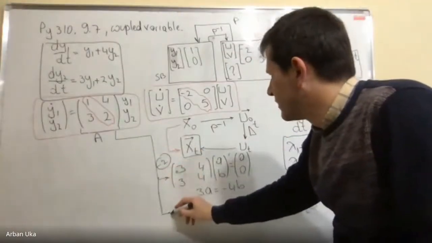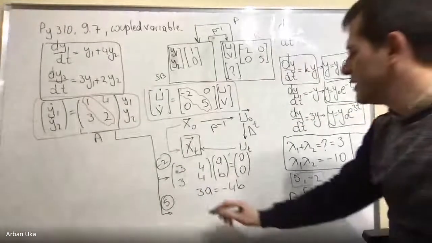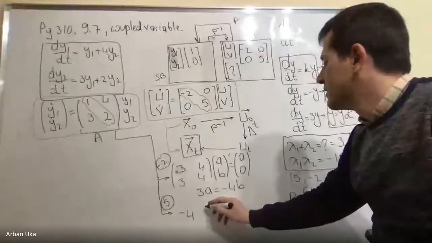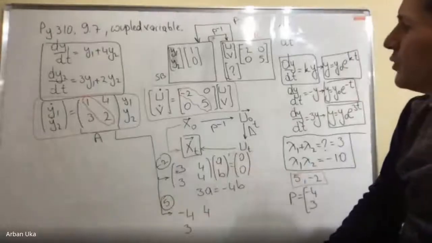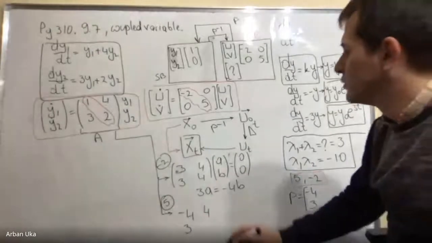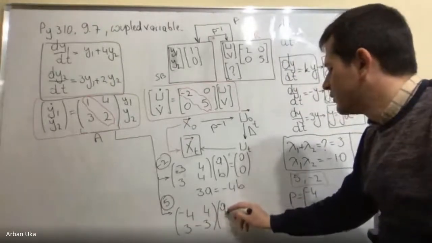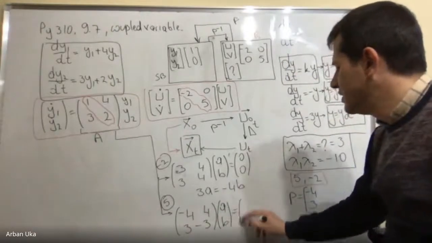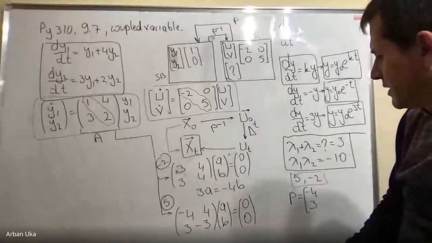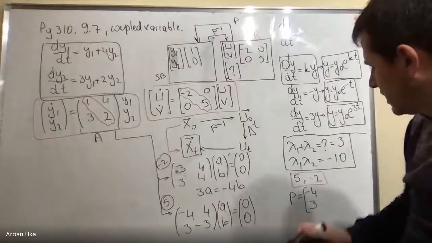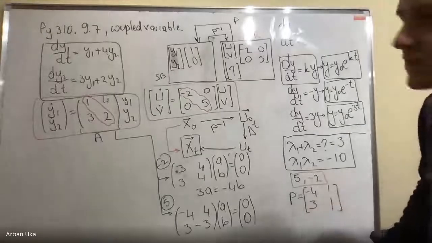Now, similarly, for an eigenvalue of 5, we have the following. 1 minus 5, this is minus 4. This is 4. This is 3. And 2 minus 5 is equal to minus 3. Then similarly, we multiply with A, B, and this should be equal to 0, 0. So what is the equation that we get here? We find that A is equal to B, so here we can put 1, 1. That's good. We found the matrix P.